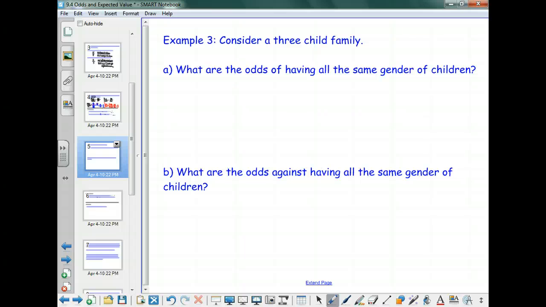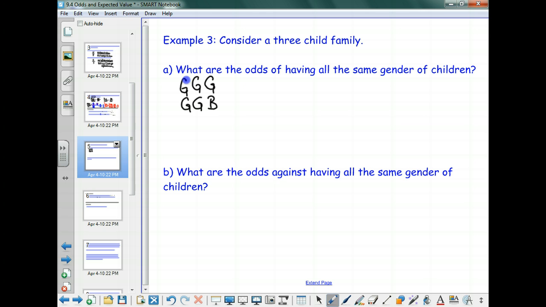So if we have the first child, it could be a girl. And if we have a second child, it could also be a girl. And we could have a girl as a third child. That's one option, right? Now, I'm not going to be totally random in what I'm doing. I'm going to change things one at a time. So I could go girl, girl, girl. I could have 2 girls first and then have a boy. That's my family.